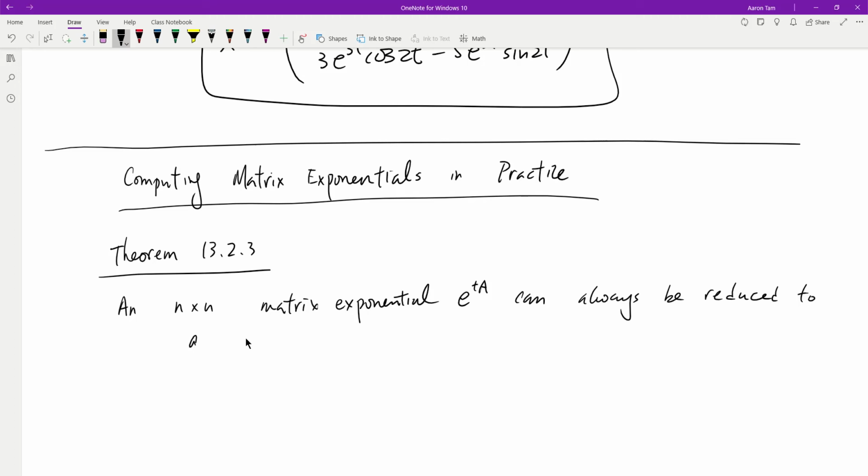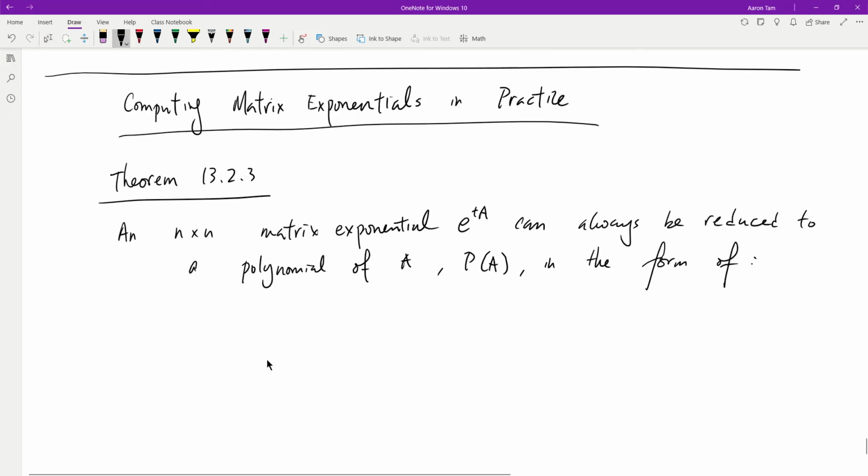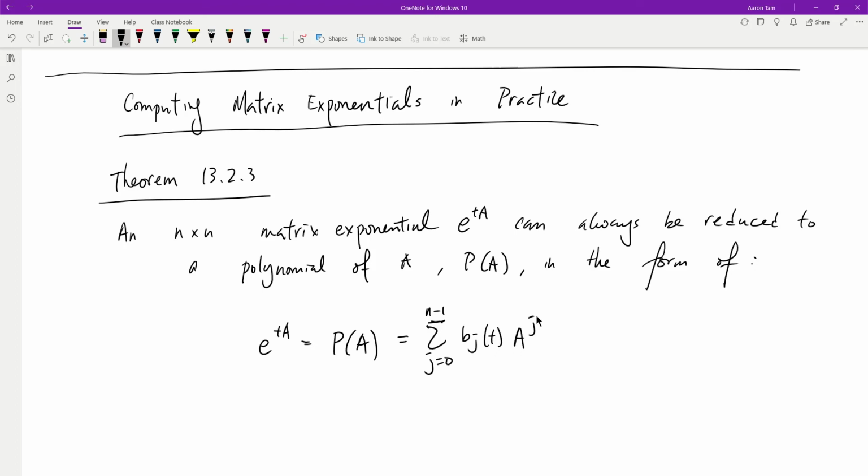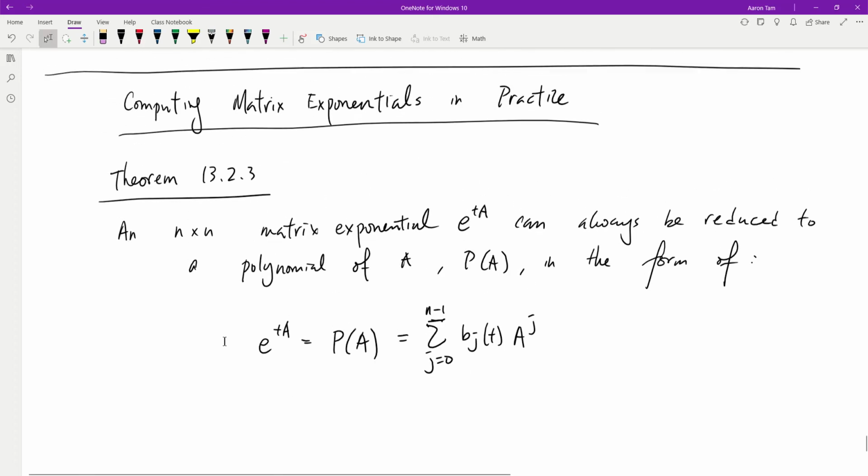to a polynomial of A, called P of A, in the form of the following, and here's the important formula that you need to know: e to tA is always equal to P of A, where P here stands for polynomial of A, which is equal to the summation from j equals 0 to n minus 1 of b sub j of t times A to the j. It is important to identify that the n minus 1 on top, the n refers to the n by n matrix.